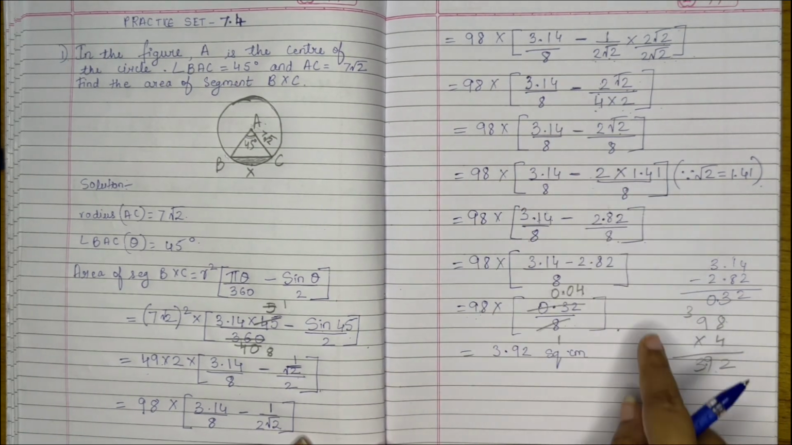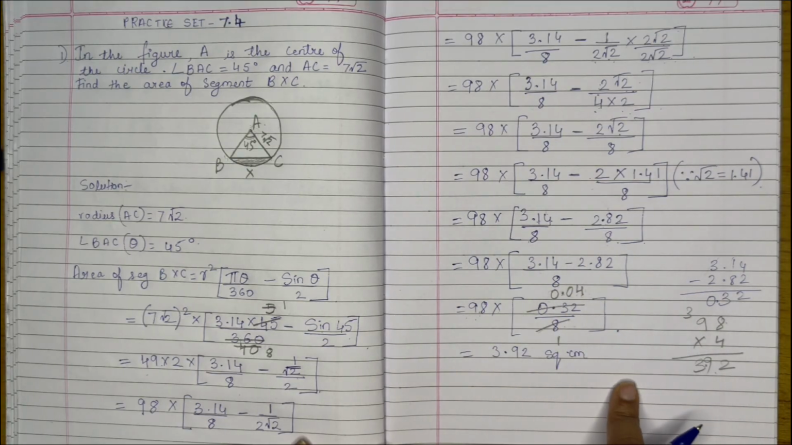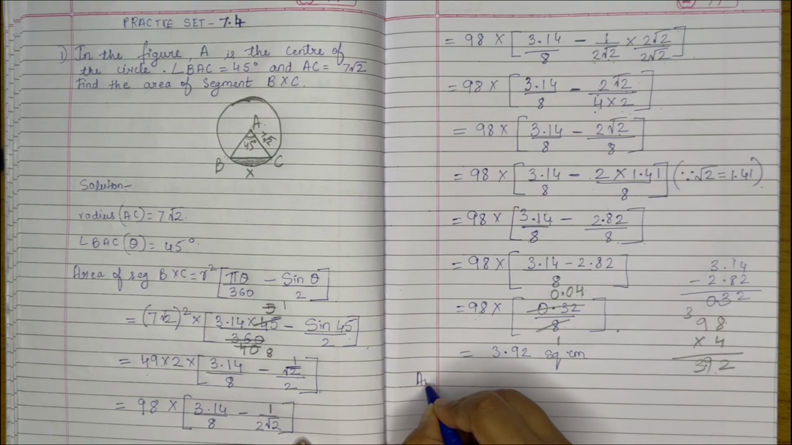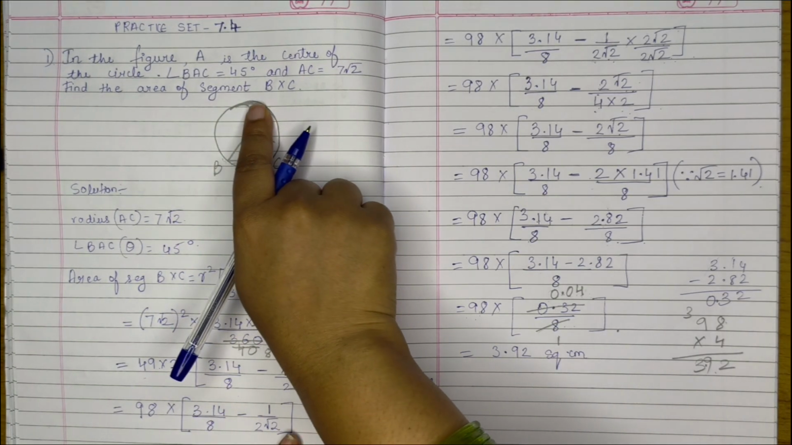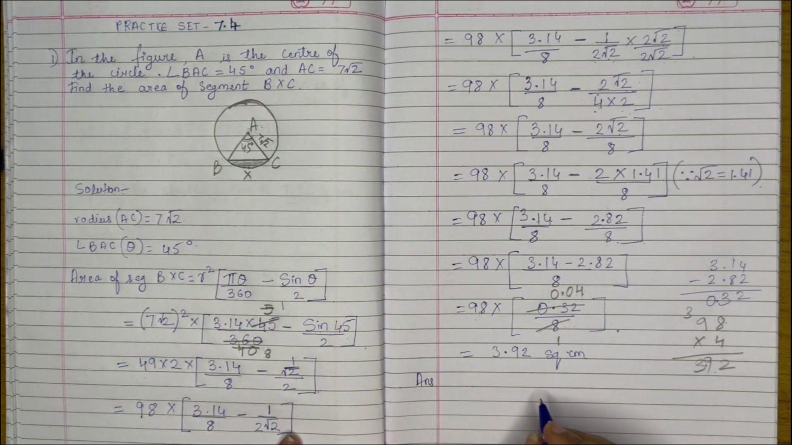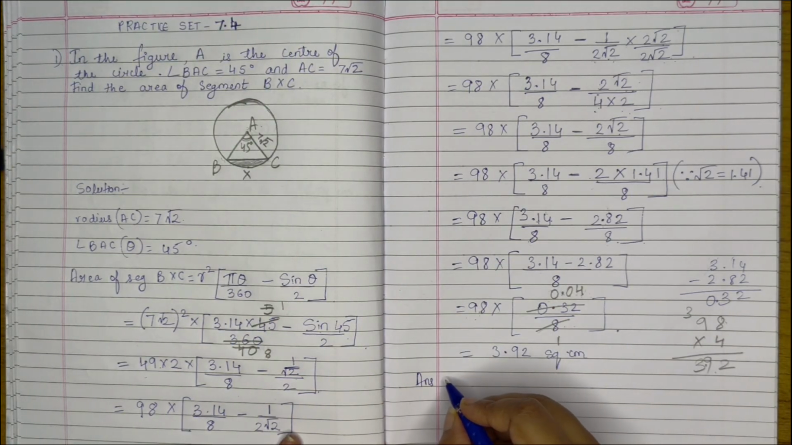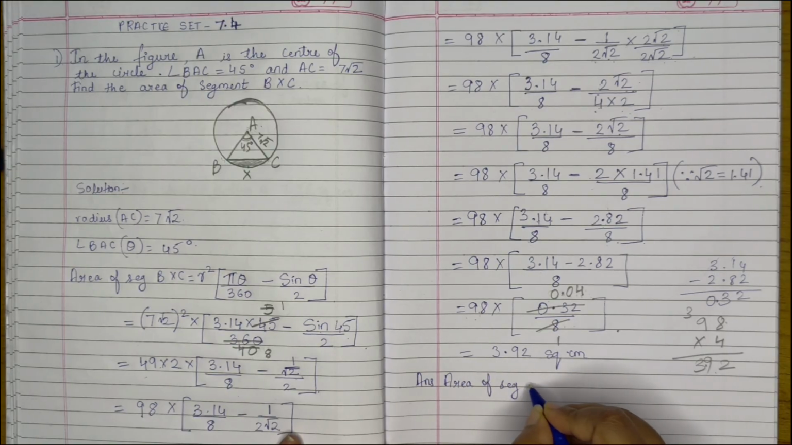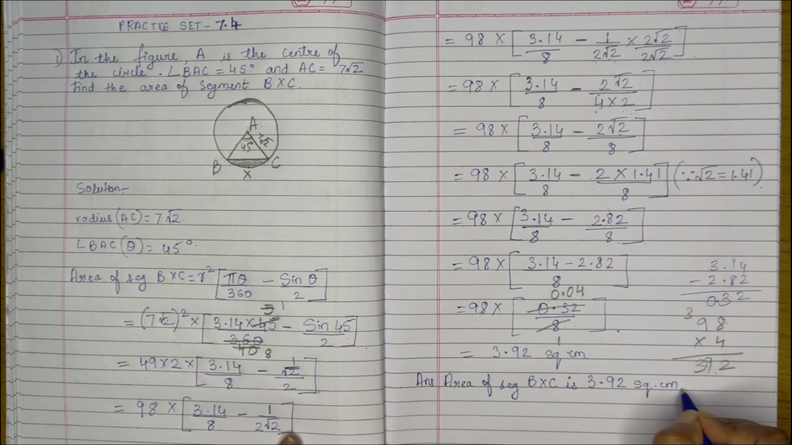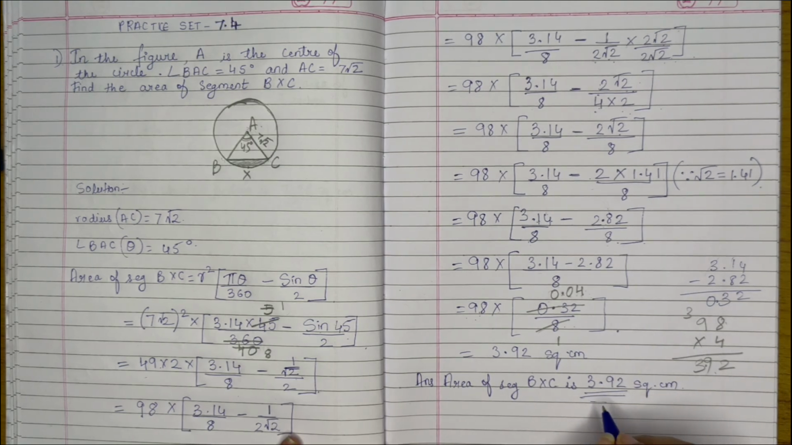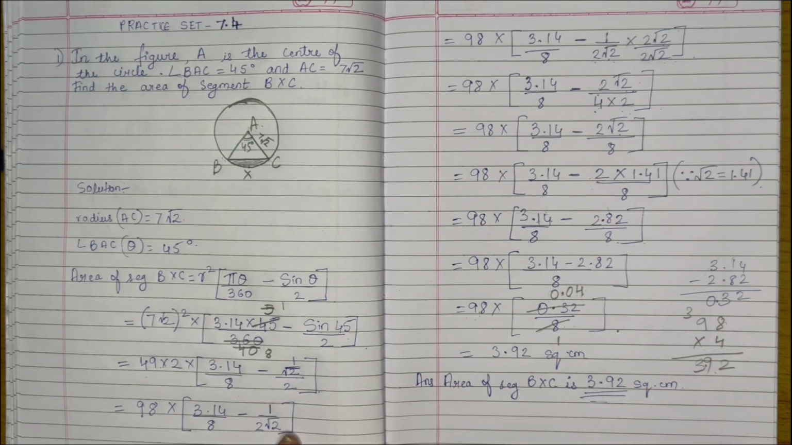I have shown you the entire working. So if you understand and do the sum, it is very easy. So, answer. What was the question asked? Find the area of segment BXC. We will write: area of segment BXC is 3.92 square centimeters. Understood? So we have finished the first sum here.